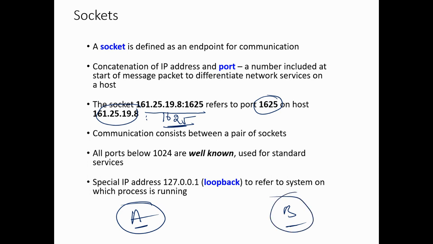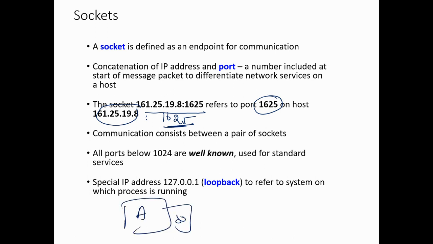B also has a different socket. So the communication will exist only between the sockets. Let me draw it in a different way so that you can understand. Let us say a process A. I'm going to have a socket over here. Let us get a process B. I'm going to have a socket over here. So they get integrated with each other.